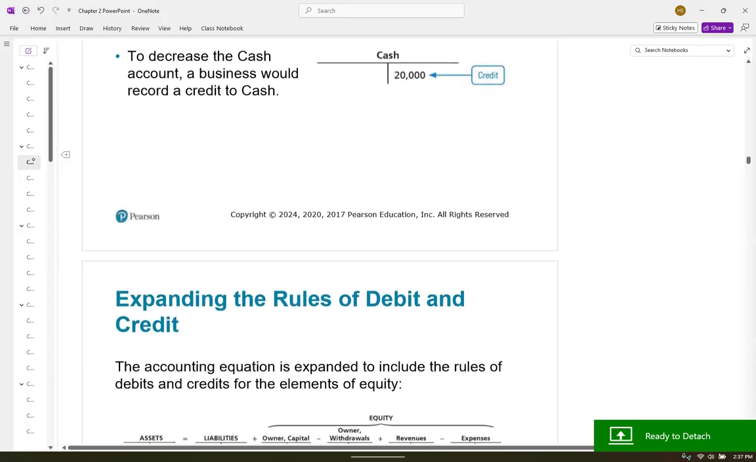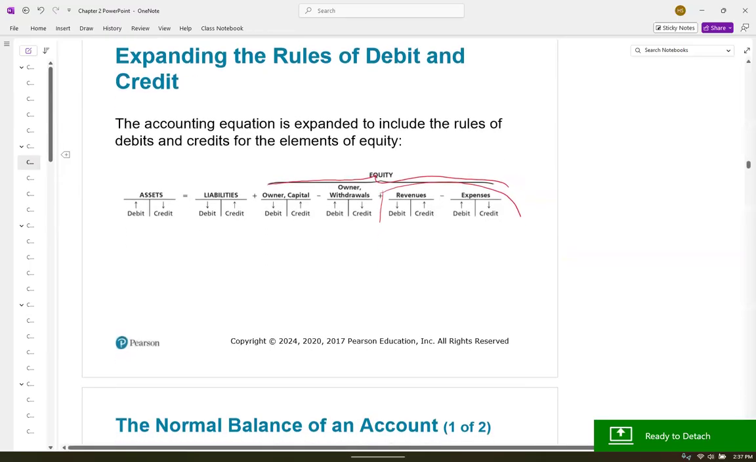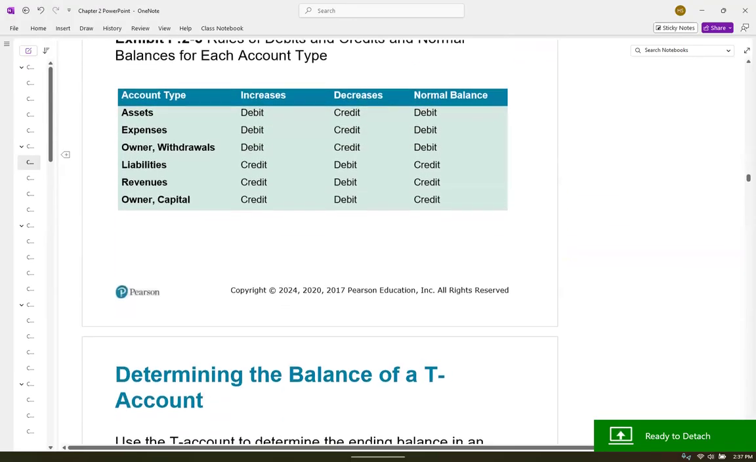Okay. All right. I've already expanded this. I've already done this on the previous page where all the accounts, and you can kind of see this equity umbrella that all of these fall underneath the equity. But remember, revenues and expenses have their own financial statements, so they kind of stay separate from the rest of the equity accounts. Okay. I've already talked about normal balances.